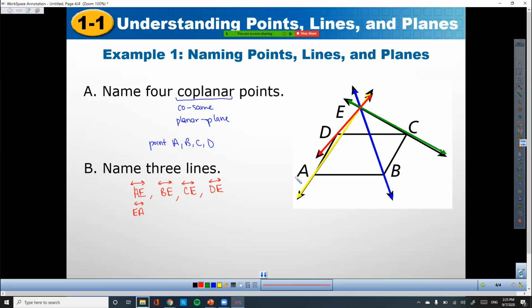Now, I'm pretty sure some of you are wondering, why isn't this right here BC or AB? Why aren't those lines? They're not lines. They're called something else, and in a little bit, we'll cover what those parts of lines are called. But those are not lines because lines extend forever and ever in both directions. Lines have to have the 2 arrowheads on both sides.